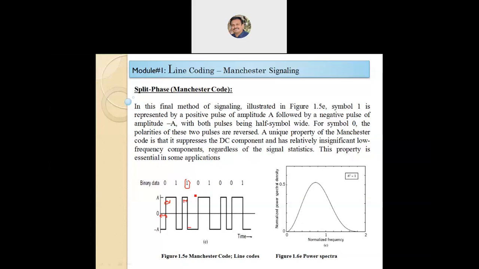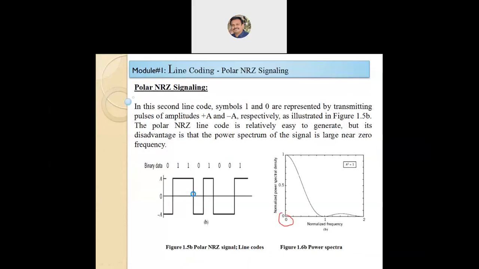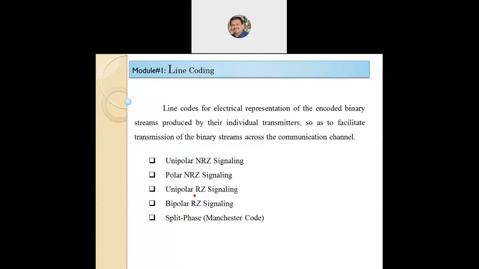So here we discussed the five line coding methods: unipolar, polar, unipolar return to zero, bipolar, and Manchester. Here we end this session on line codes. In the next session, we come with some more line coding concepts to convert a binary stream into an electrical signal. Thank you.